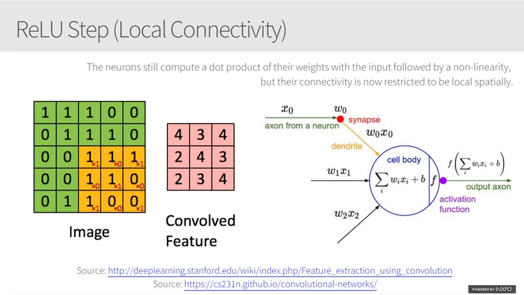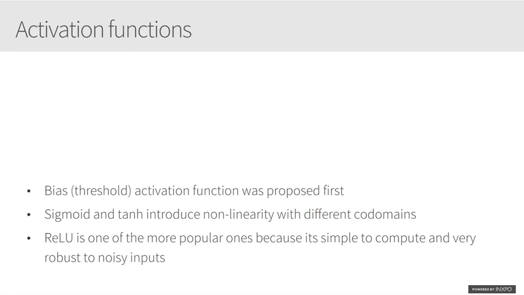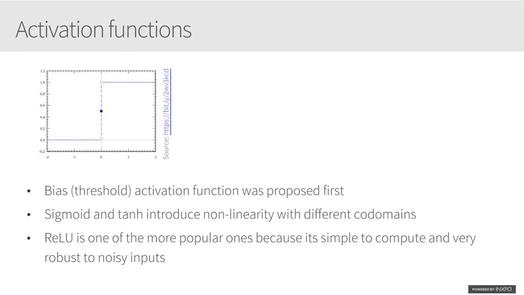Same concept as everything you see here, but right now we're focusing specifically on that activation function part. It defines the output of the node, i.e. your artificial neuron, based on your given inputs. It maps to a resulting value between 0 and 1 or -1 and 1, depending on which activation function you're using, such as the sigmoid function. Remember, when I did the shredder example, that's what I did. I applied the sigmoid function to get the value between 0 and 1. In this case, there's a value of 0.75. And activation functions started with this concept of a step function, right?